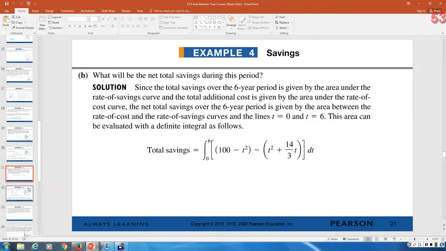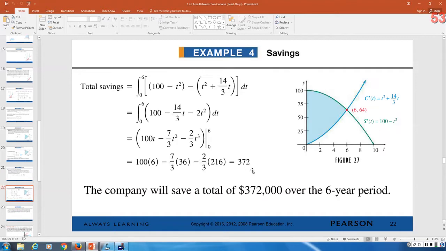So there's your total savings, and it's 372. But you've got to remember it's $372,000 over the 6-year period. Go back to your units, okay? Any questions?